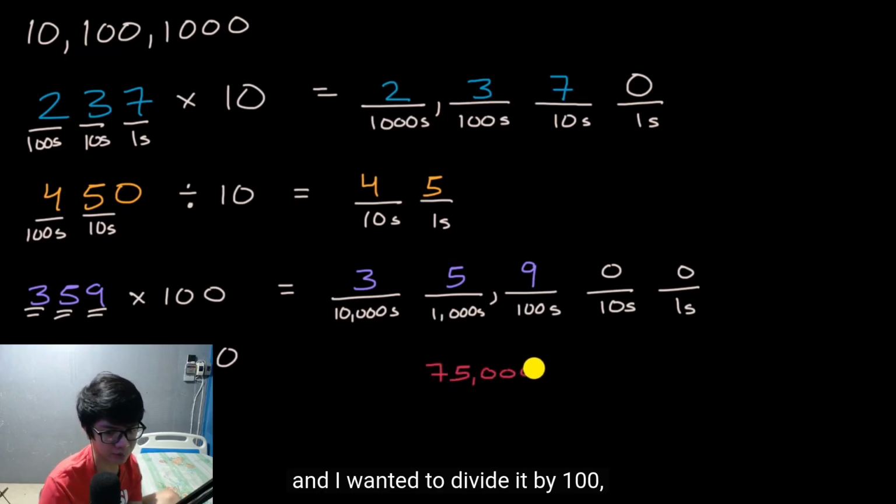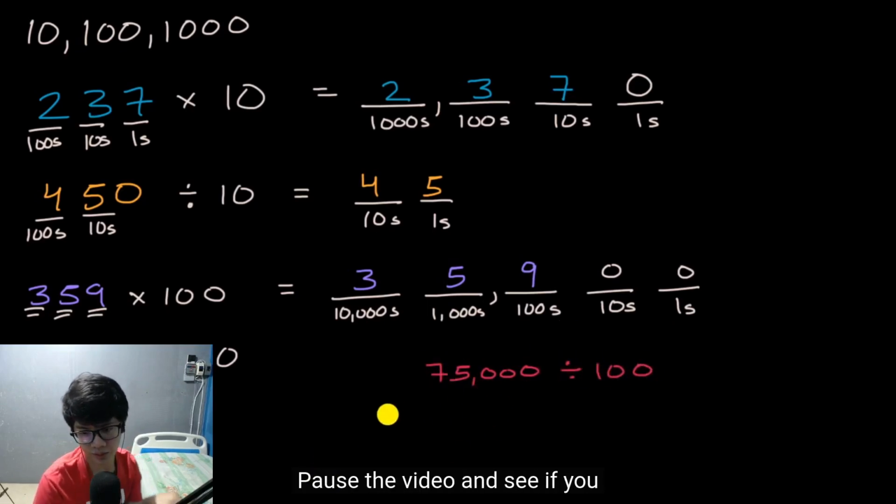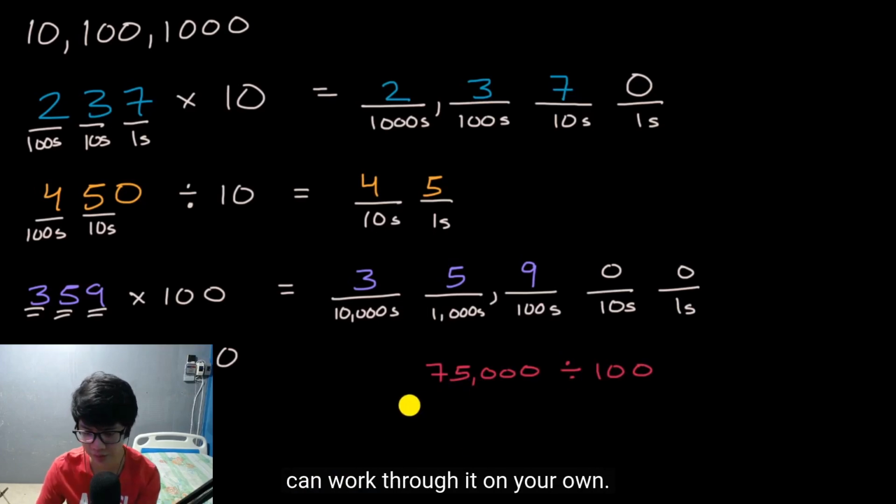If I were to take 75,000, and I wanted to divide it by 100, what do you think this is going to be? Pause the video. Okay, so it's going to be 750.